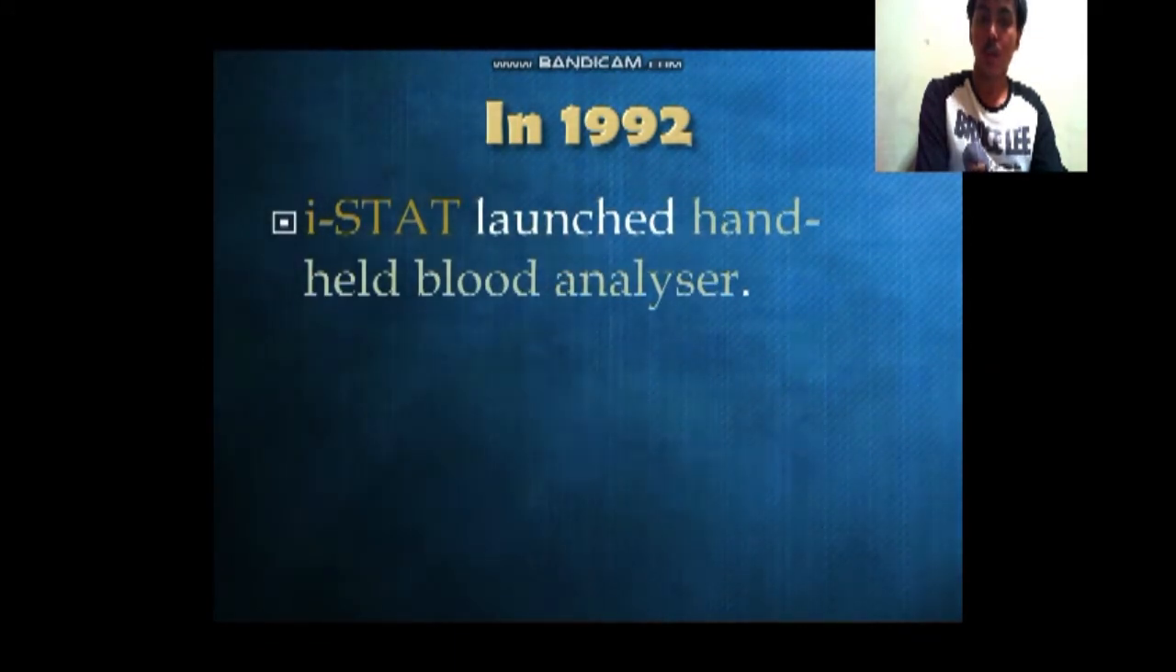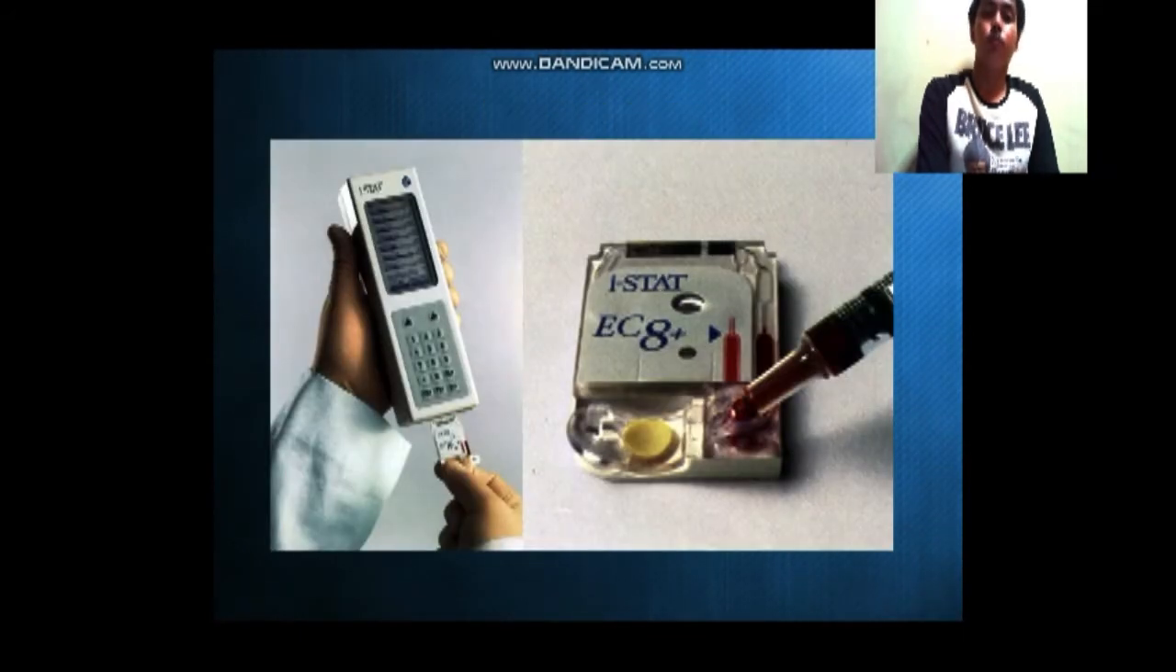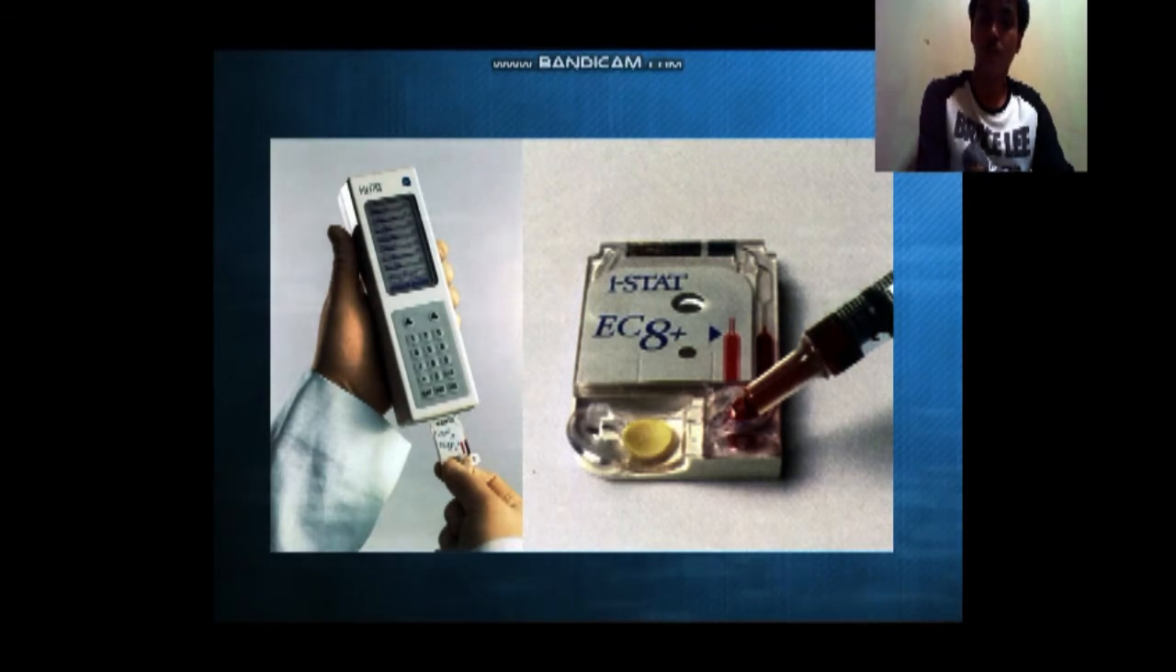In 1992, i-STAT launched a handheld blood analyzer, which made it convenient for people to analyze their blood. This is an example of the product. We just put the blood sample at the bottom of the i-STAT handheld blood analyzer.